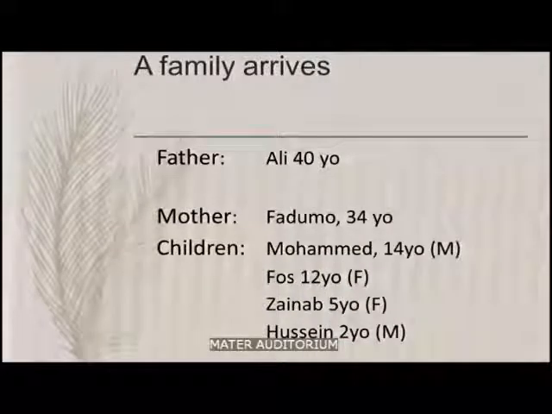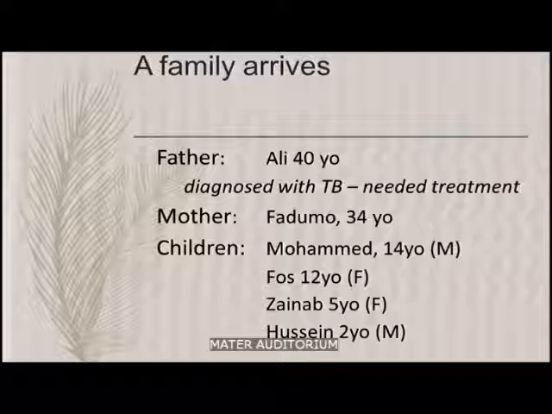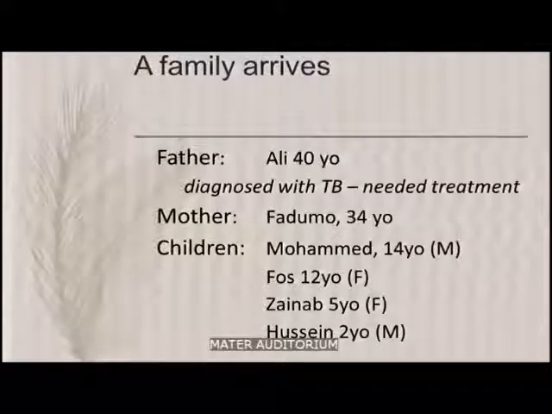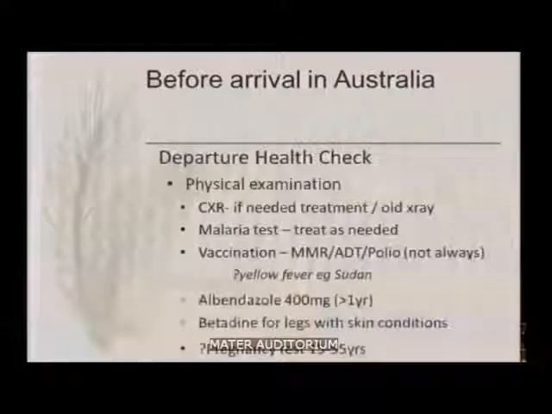So what we've discovered is that this family is now going to arrive, and we know that Ali's been diagnosed with TB. He needed to have treatment before he came, so the whole family were delayed, and they eventually decided that he was treated adequately and he's now allowed to come. So they were about to board the plane, and a couple of days before they boarded the plane, a lot of other people who were going to become people settling in Australia all gathered, and they were going to go for a health check just before they leave.